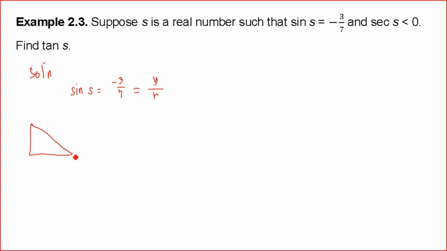So when it is like this, and this is our angle S, sine is opposite over hypotenuse. So this is 3, this is 7. Since we have 3 and 7, what would be the length of this side? Using the Pythagorean theorem, let's say this is our A. A is equal to, ano ba?